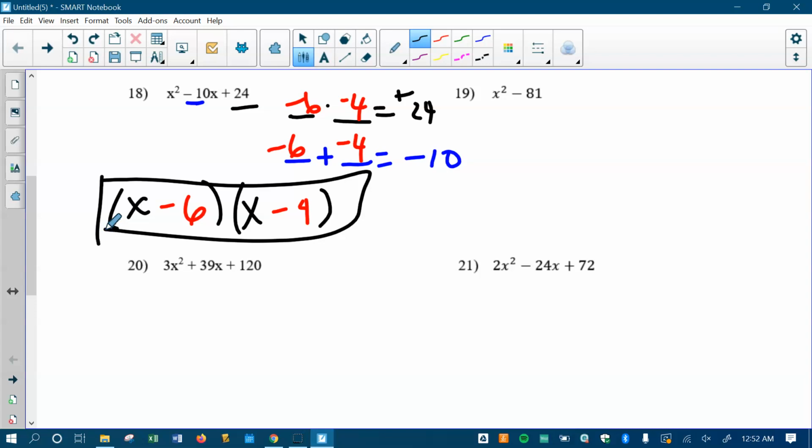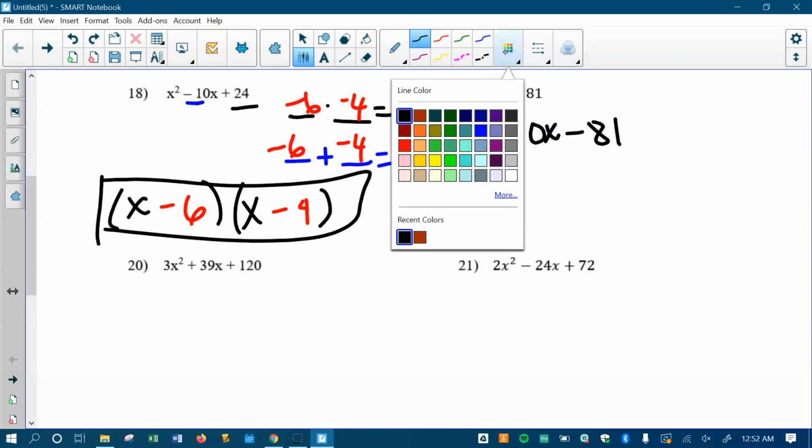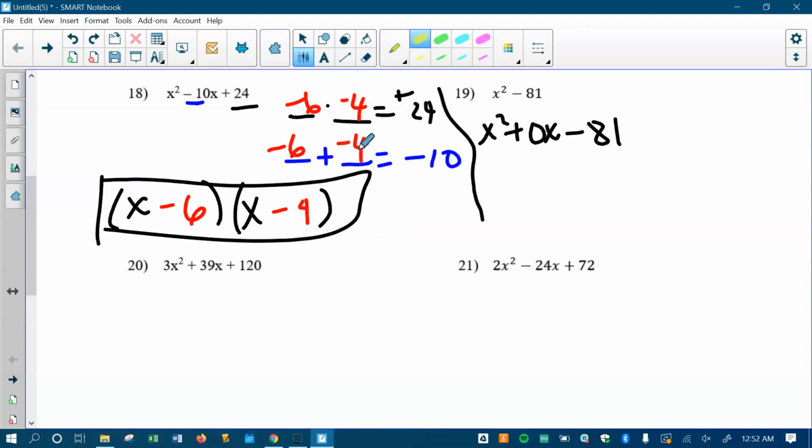Okay, let's go on to number 19. Now number 19 looks a little strange, so what I'm going to do is I'm going to write it slightly different. I'm going to say it's x squared, I'll put a minus 81 here, but I'm also going to put a plus 0x. Just so that way I remember that if I ever see a problem like this, I can actually make it look like the other problems by adding in the term that I don't see. And now that I know that, I can go right back to the Foster method again.